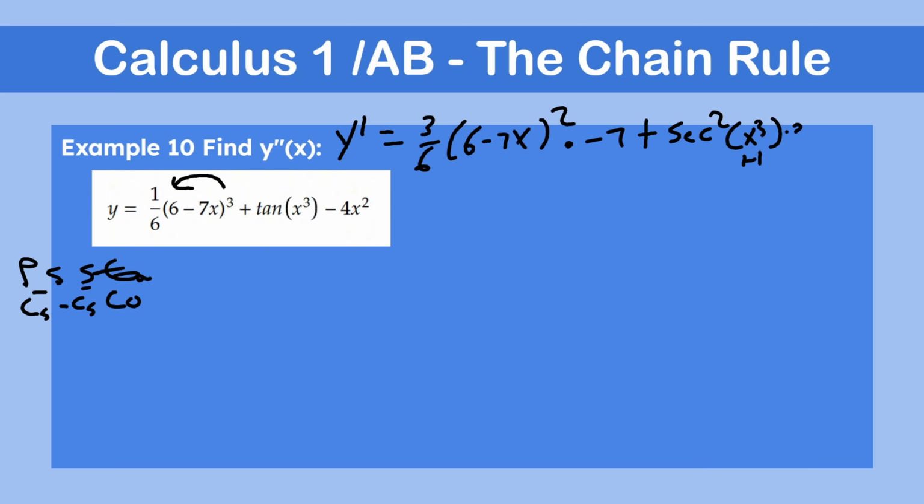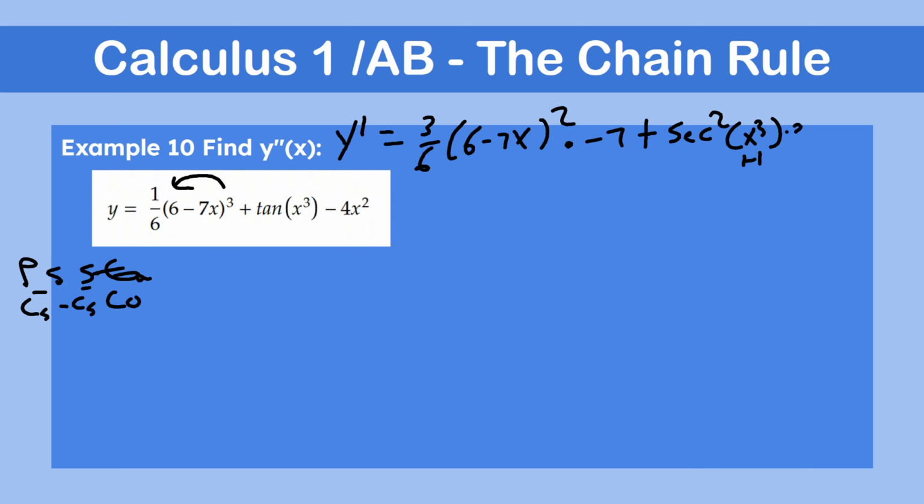6 minus 7x squared plus 3x squared secant squared x cubed minus 8x. So now we're going to find the second derivative. So y prime prime, we just do the same thing as the first time. We take down the degree, so negative 7, 6 minus 7x to the power 1 times negative 7. This will make it become positive.